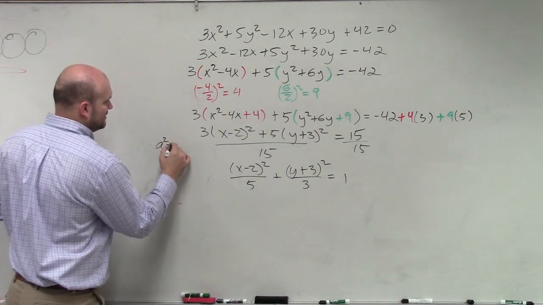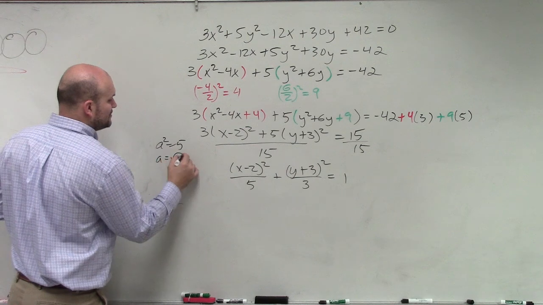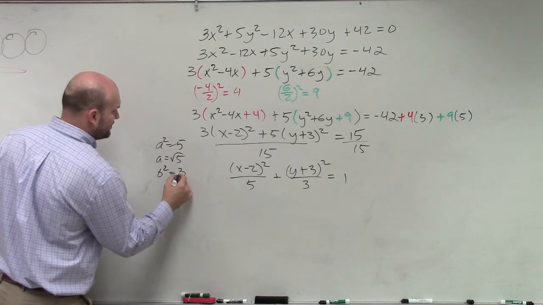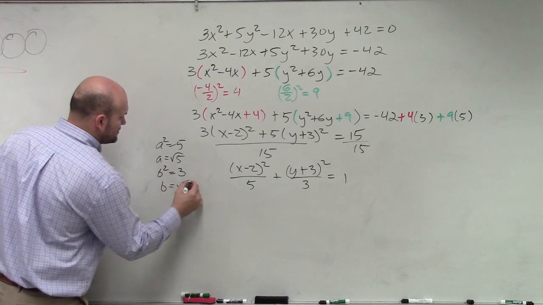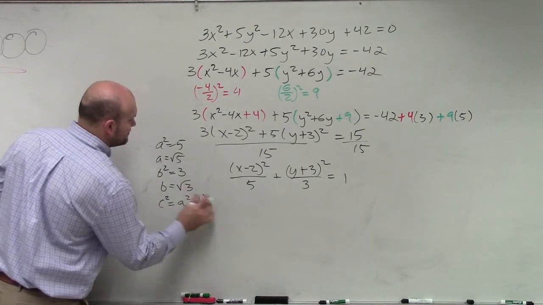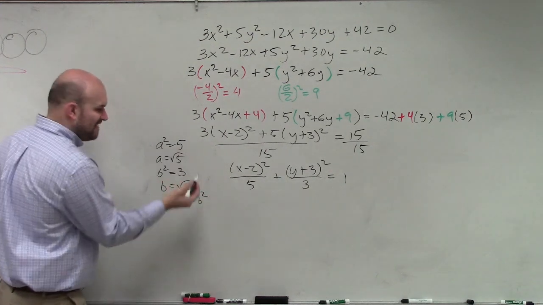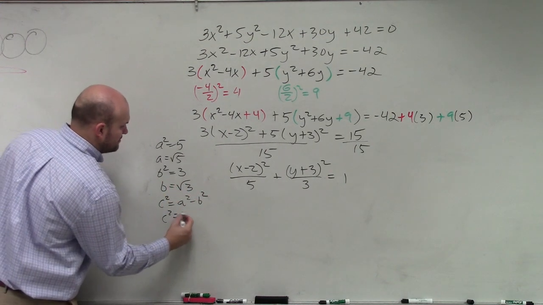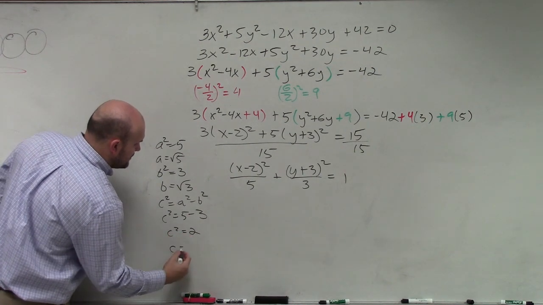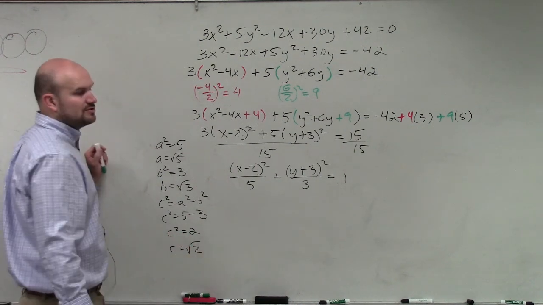A squared is equal to 5, so a equals the square root of 5. B squared is 3. B then equals the square root of 3. C squared, remember, is a squared minus b squared. So it's 5 minus 3, guys, right? That's how I got that so quickly. So c equals the square root of 2.